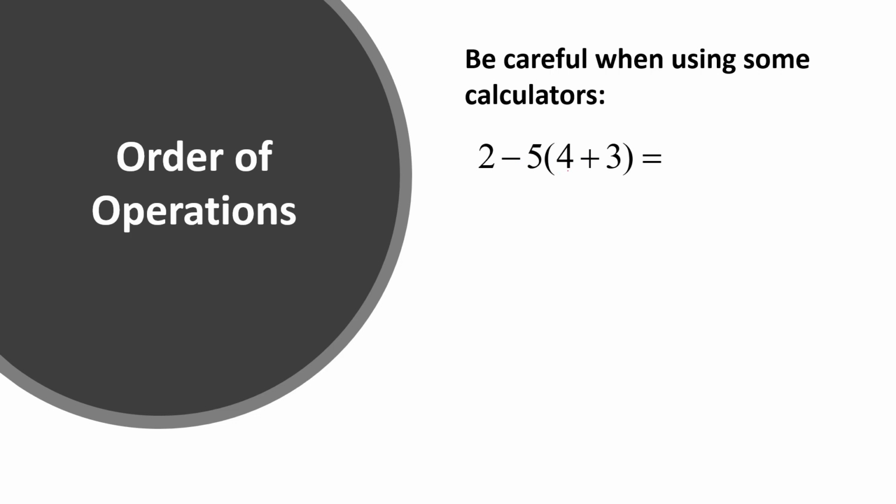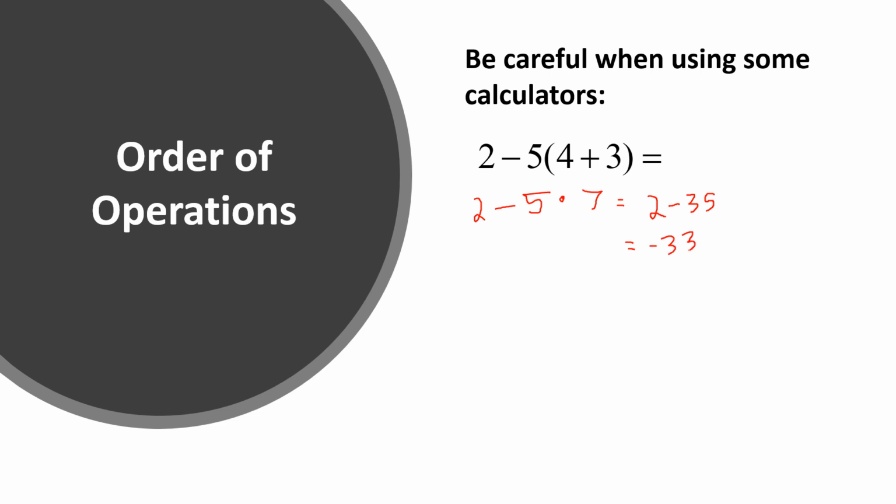So let's do this by hand and then we'll try it on the calculator. First, we do parentheses. 4 plus 3 is 7. That is being multiplied by 5, and then we are subtracting that from 2. Next, we multiply before we subtract. 5 times 7 is 35, so we have 2 minus 35, and 2 minus 35 is negative 33.